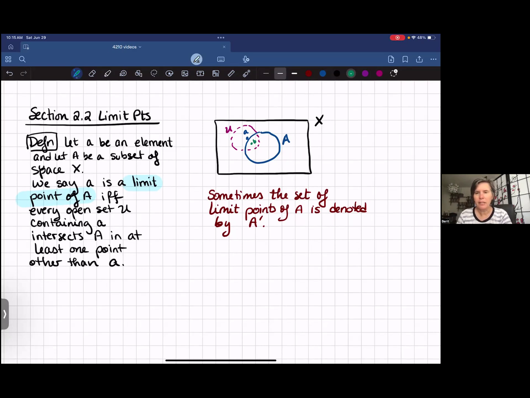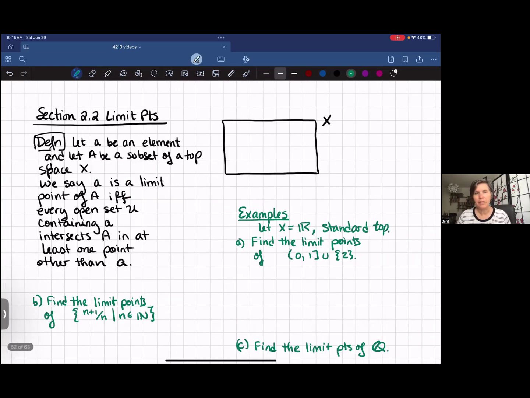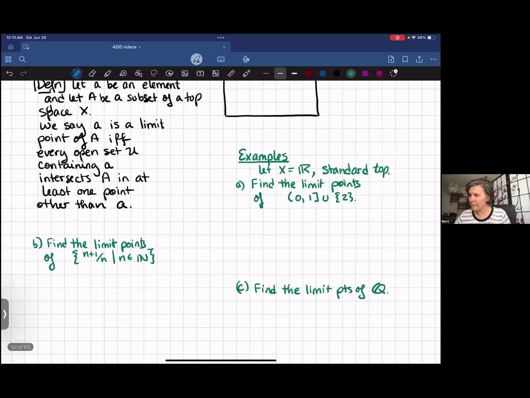Okay, so in some ways, the idea of a limit point is saying that little a is close to capital A in the sense that no matter how small of an open set you draw containing little a, that open set has to touch capital A. All right, let's see some examples in the standard topology on the reals.